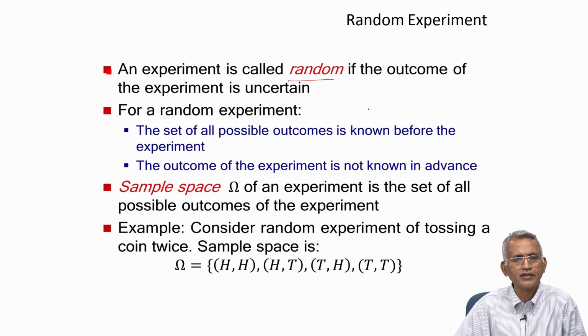Now, we are going to discuss the sample space. The sample space, denoted by the letter omega, of an experiment is the set of all possible outcomes of the experiment. For example, consider the random experiment of tossing a coin twice. For a coin we have 2 faces, head and tail, and when 2 coins are tossed, the sample space is HH, HT, TH and TT.